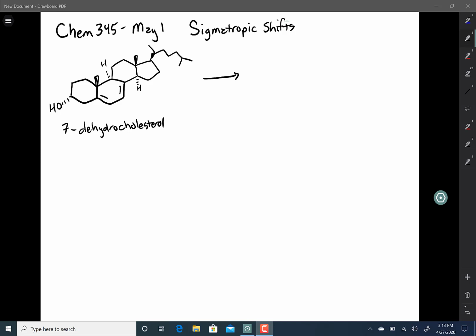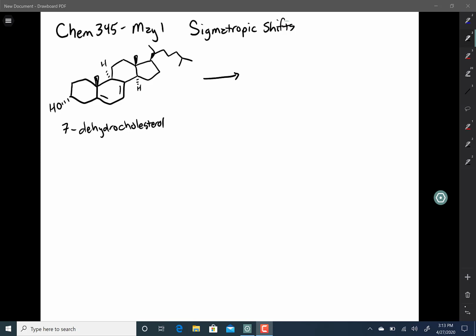Now, what I want to do is, for the last lecture, we're going to cover an electrocyclic reaction, and then we're going to cover some sigmatropic rearrangements, specifically sigmatropic alkyl and hydrogen shifts. And so let's start off with the electrocyclic reaction.